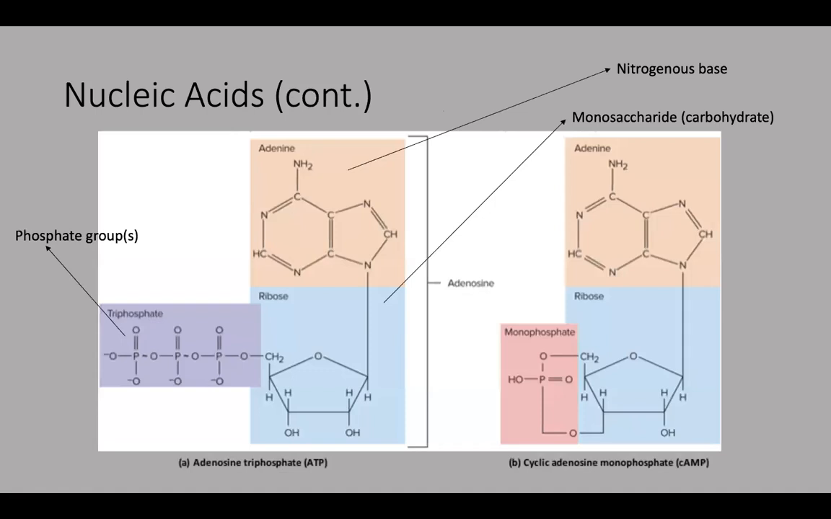Here. On the right is another nucleotide. You can kind of ignore that. So this is cyclic AMP. That might come up later in the semester, but don't worry about it right now. On the left here is where we have ATP, the structure of ATP. So over here, this is ATP.